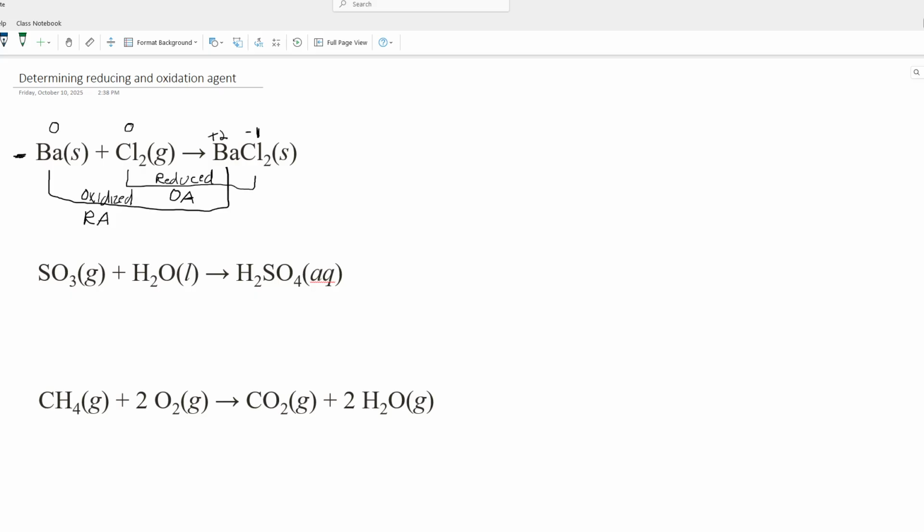So if somebody asks on a test, you would say that the oxidizing agent is Cl2. If it's asked what's been reduced, it is Cl2. If the question asks for the reducing agent, you would say it is barium. And again, if asked what element has been oxidized, it is barium that's been oxidized. Therefore, it's the reducing agent.